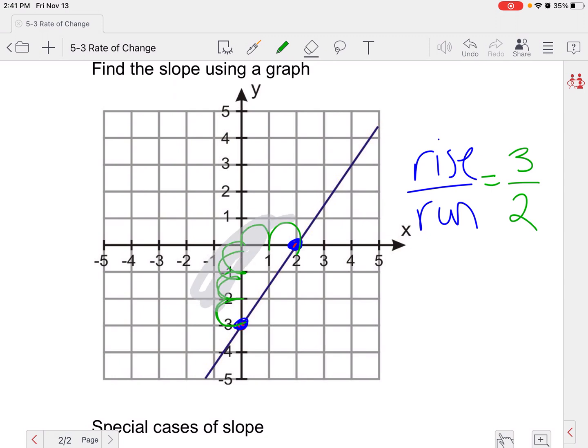So let's just do that one more time, make sure we're all good here. So I said, okay, how many times do I have to go up in order to get to my new point? So I had to go up 1, 2, 3. And I would have to go over 2 to get to my point. So that's why it's 3 over 2.